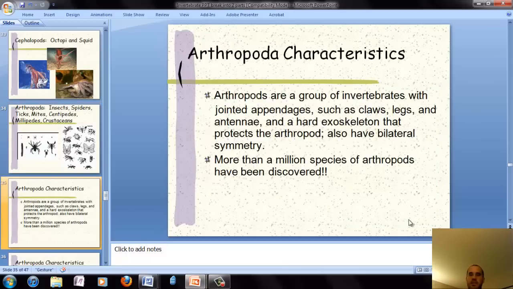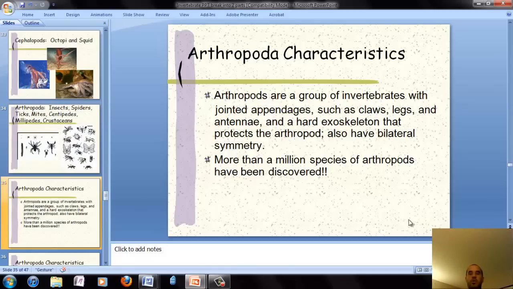Starting off with their characteristics. So again, they're invertebrates. They've got jointed appendages. Those could be in the form of claws or legs or antennae. Typically have a hard exoskeleton. That's going to be for protection. And they have bilateral symmetry.